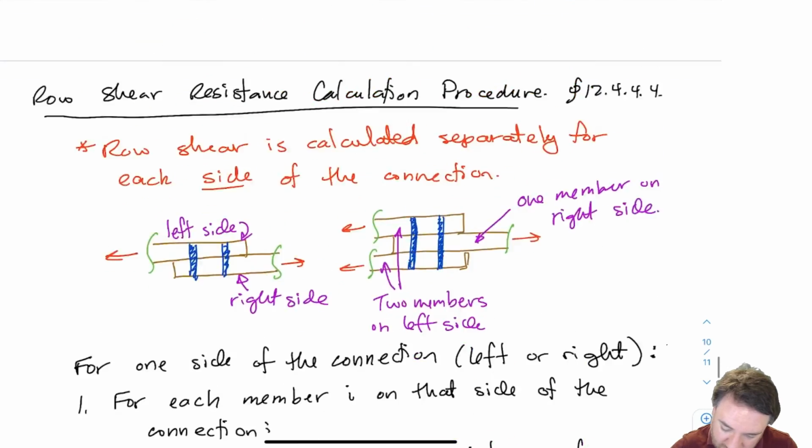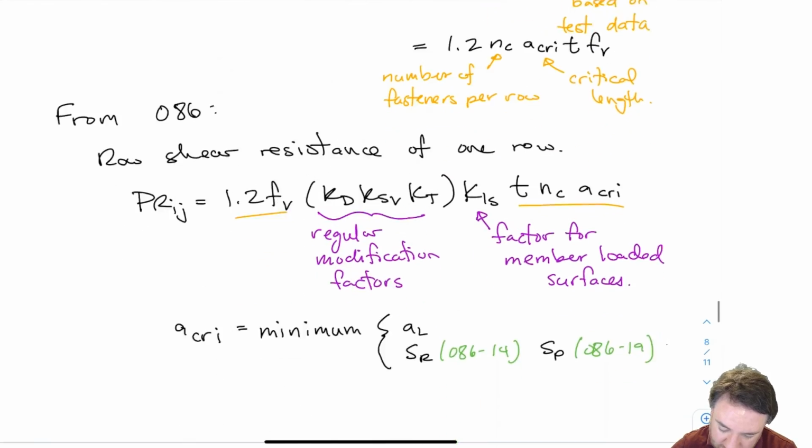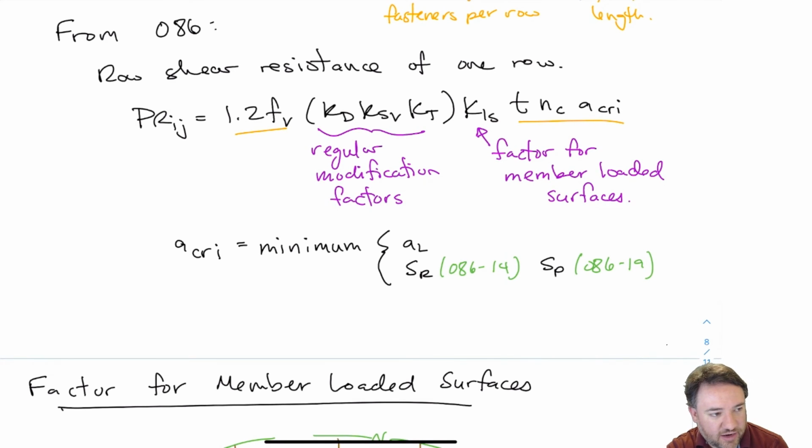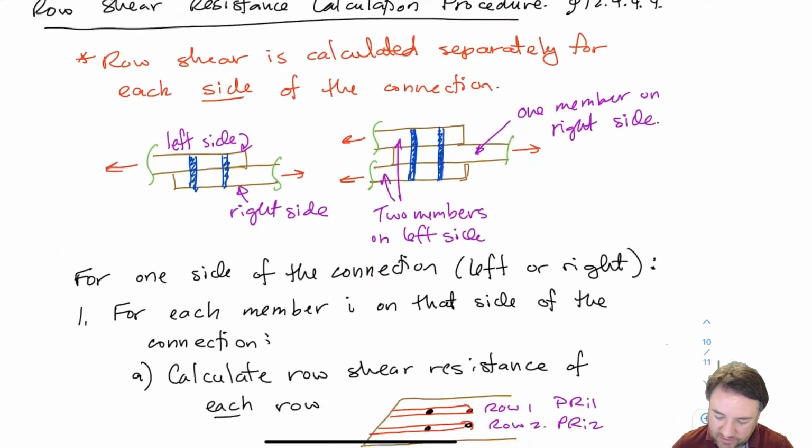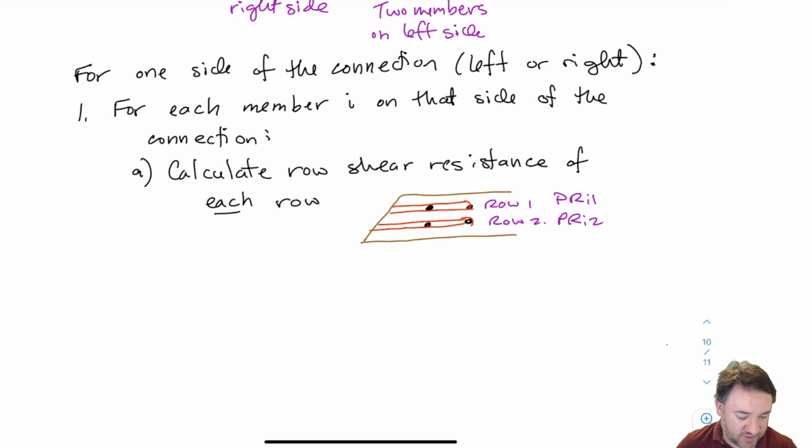PRI2. Going back to our equation for PRIJ, the I is the member number and the J is the row number. So PRIJ is for member number I, row number 1 and row number 2. That's how I calculate it, and I have the equation to calculate that. It's pretty straightforward. It's just based on shearing both sides of the plug to pull the plug out of the side. And I'm going to repeat it here.